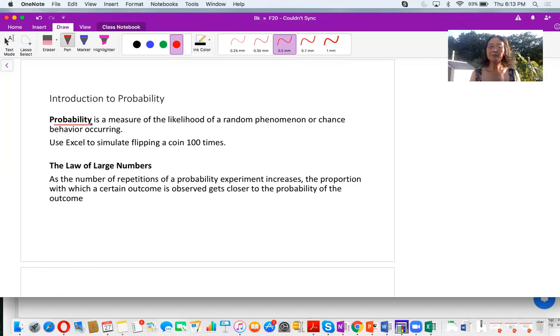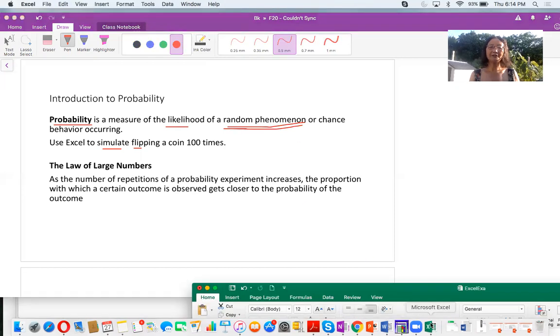So what is a probability? A probability is a measure of the likelihood of a random phenomenon or chance occurring. For example, we can use Excel to simulate flipping a coin 100 times. We all know when we flip a coin, we either get a head or a tail. We don't know for sure if we are going to get a head or a tail. That's why it is a random phenomenon.